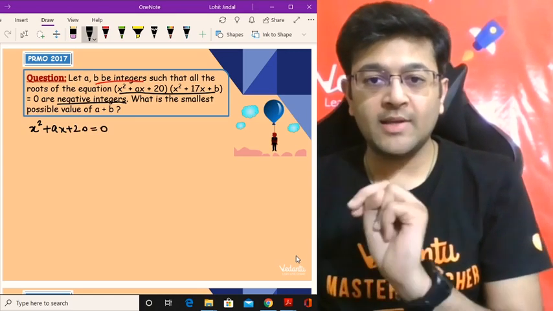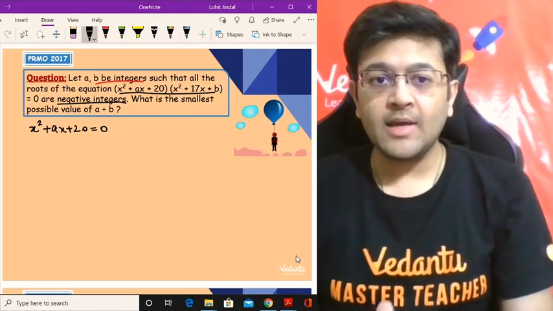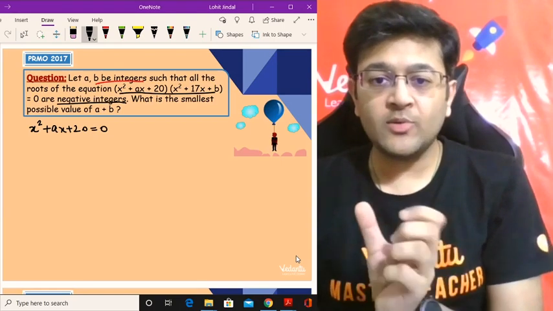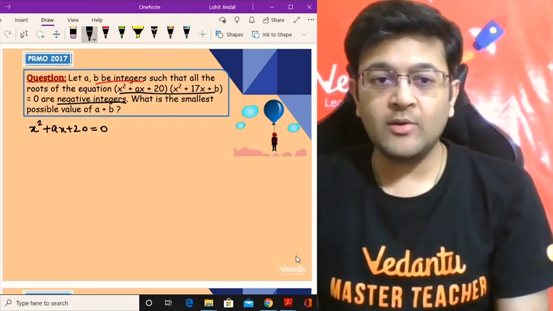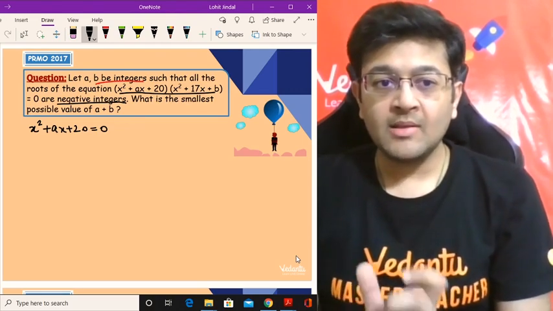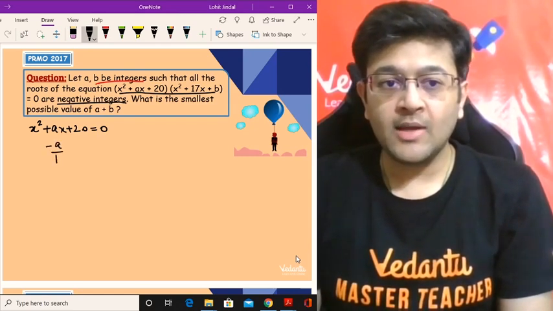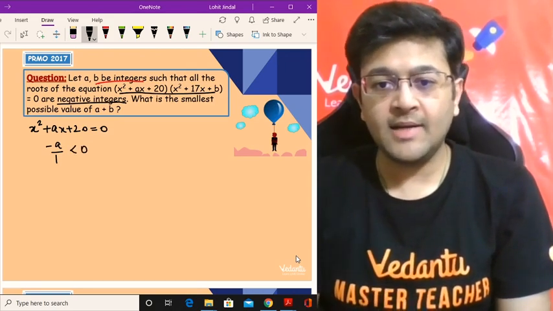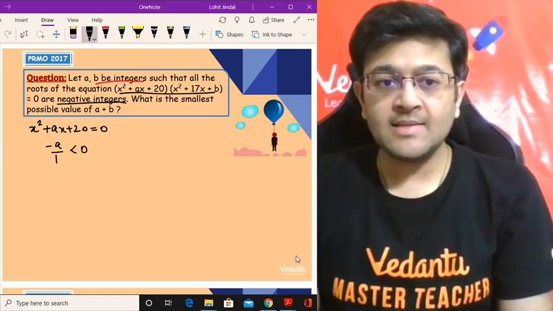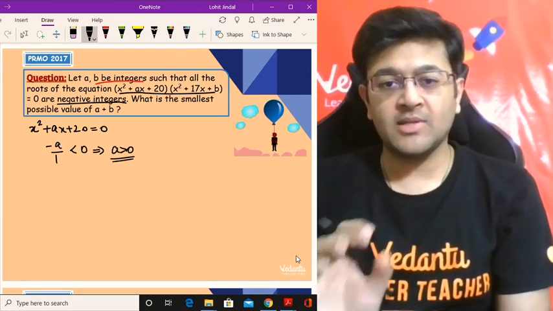So guys, we have to think about two things. One thing, that the roots should be negative, and the second thing is that they should be integers also, right? So first of all, for negative, what we know is the sum of the roots, which is minus a by 1, should be negative, right? Because if both roots are negative, the sum should be negative, right? So minus a less than 0, it means a greater than 0, upon taking it to the other side. So that is the first condition that we get, that a has to be a positive integer now.